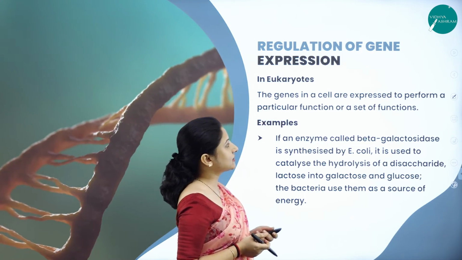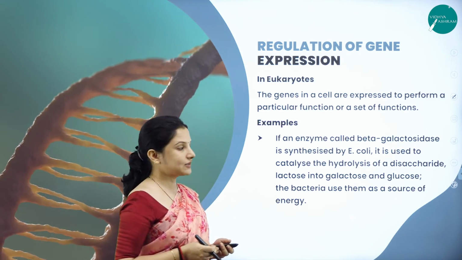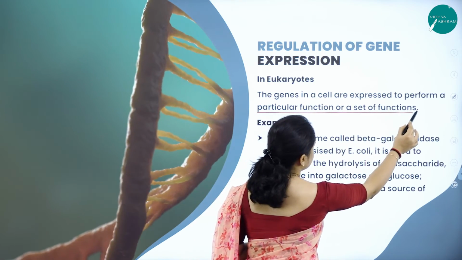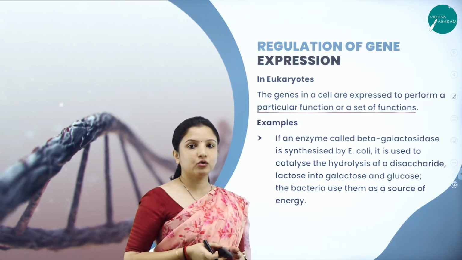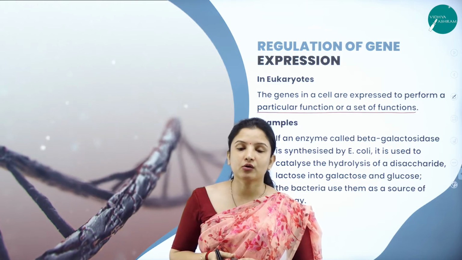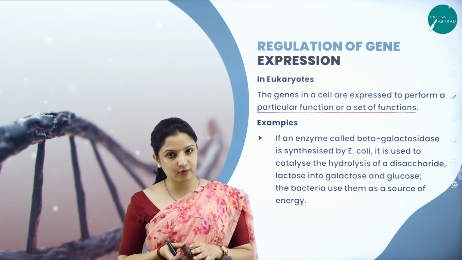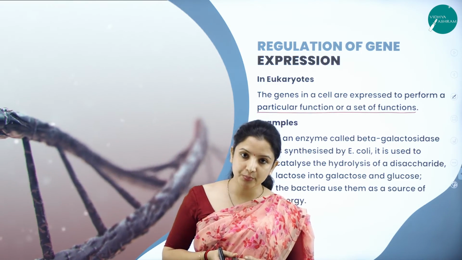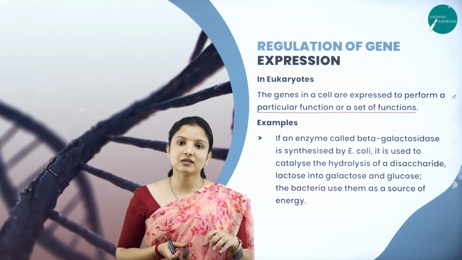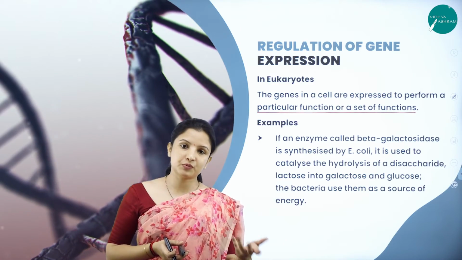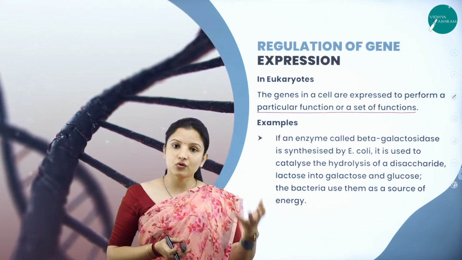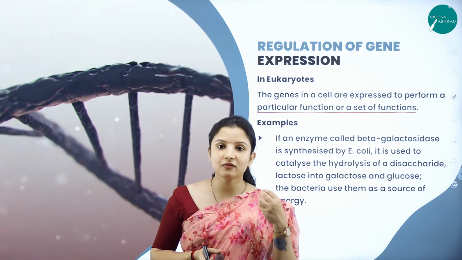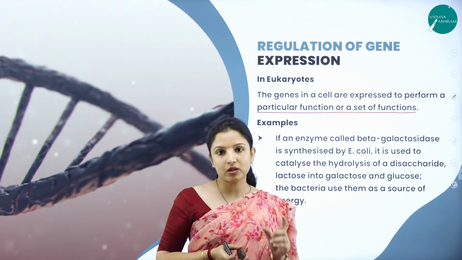The genes in a cell, in the case of a eukaryotic cell, are expressed to perform a particular function or a set of functions. We all know that the genes code for particular amino acids. Those amino acids get translated to a particular protein. That protein is nothing but an enzyme, right? Because proteins are nothing but enzymes. So those enzymes will participate in a certain function, a specific function it will help in.